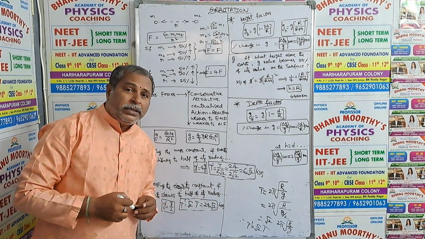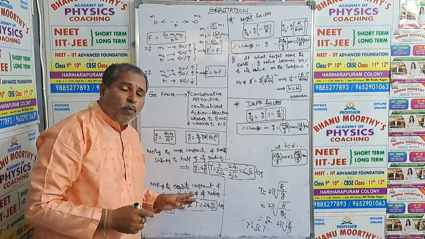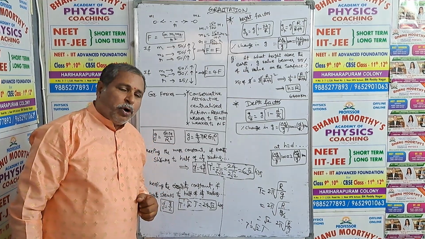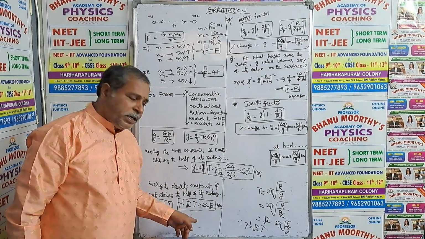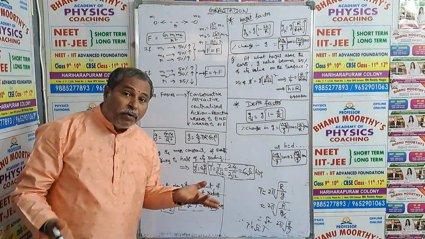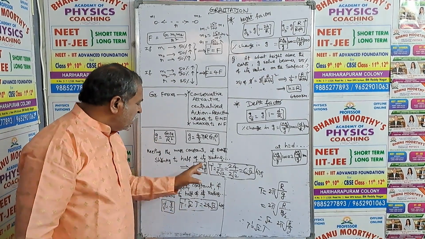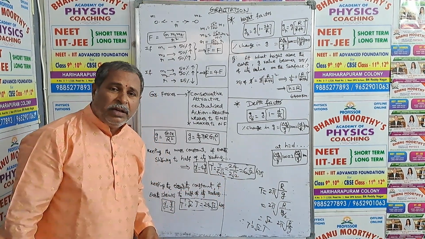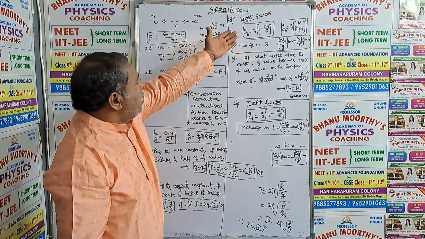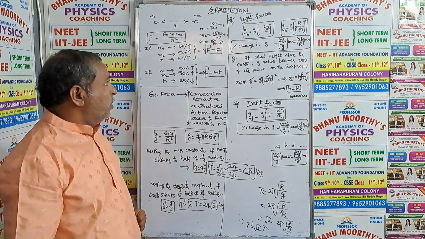My dear NEET students, remember this point here. What is kept constant? That is important. If density is kept constant, the new time period becomes 24 root 2. If mass is kept constant, the time period becomes 6 root 2, if the radius is halved. Quickly let us go to the height factor now.